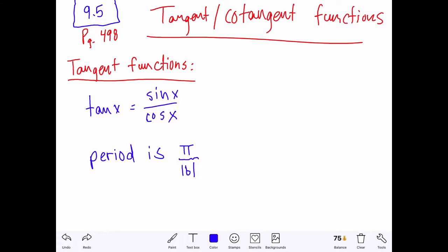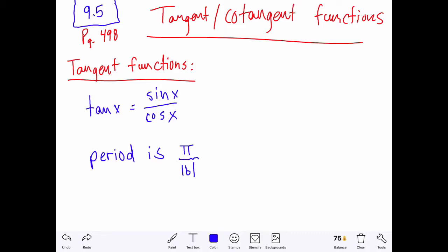Okay, guys, let's begin our discussion of 9.5 here, tangent and cotangent functions. Before, y equals sine x and y equals cosine x were sinusoidal in nature. They made a wavelength form. Now we're going to look at the tangent function. In other words, we're going to graph tangent as a function either of, say, distance or time.